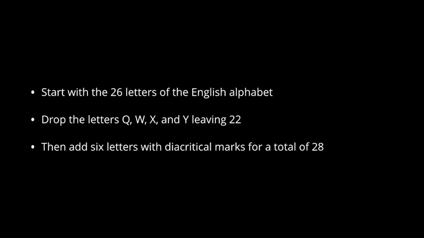So let's talk about the Esperanto alphabet. You can form the Esperanto alphabet by starting with the 26 letters of the English alphabet. Drop the letters Q, W, X, and Y, leaving 22 letters, and then we add 6 more letters with diacritical marks. That is to say, there are 6 more letters that are just normal letters, but with added diacritical marks, and that brings us to a total of 28 letters.